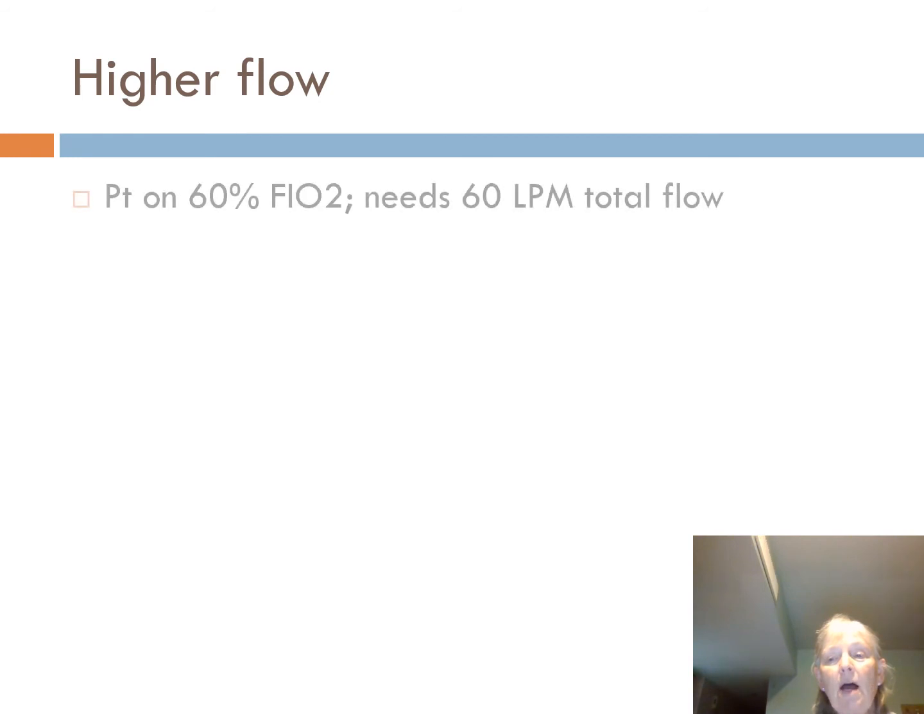Now, sometimes with the higher flows, we're going to find out that we have a problem. Venturis, for the most part, shouldn't be much of a problem. There are some new ones on the market that go from 24 to 55%. That's not a big deal. We can handle that. The majority that you may see are only going to go from 24 to 50% oxygen. But now we have a patient who's on a large volume nebulizer, getting 60% FiO2, and he needs 60 liters per minute of total flow. What am I going to do? You know, this is going to be a long day.